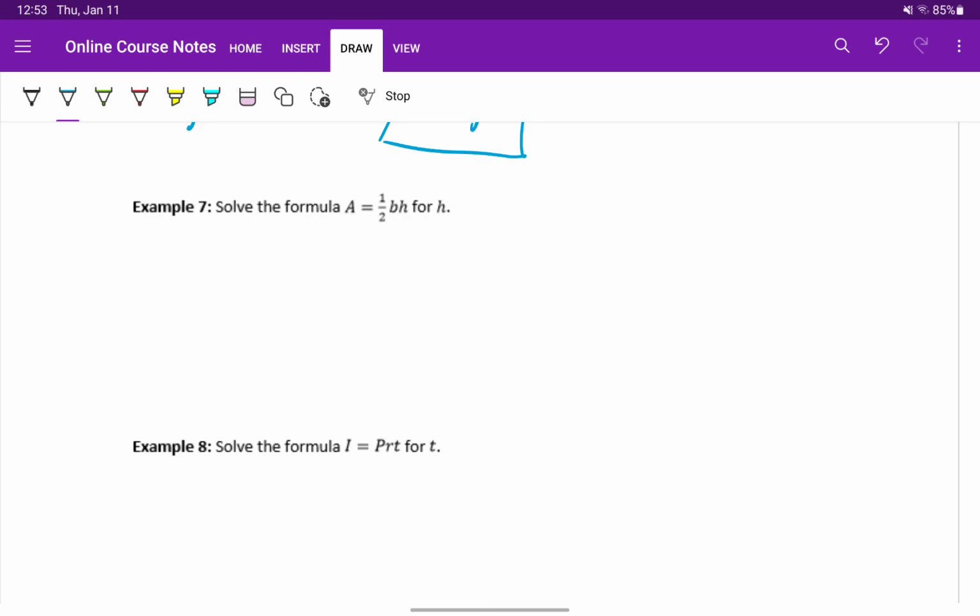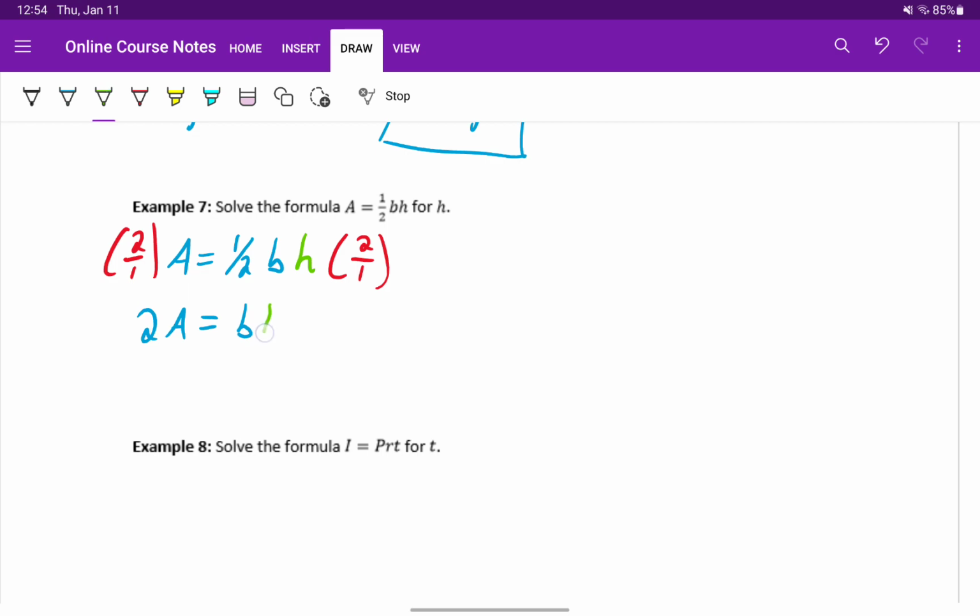In example 7, we have a slightly more complicated problem, but our goal is the same. What we want to do is isolate h by itself. We want to write this as h equals some expression in terms of all of those other numbers and letters. We can start the same way by identifying the coefficient of that variable term. In this case, we have a few pieces going on, but we'll just focus on that 1/2. The reciprocal of 1/2 would be 2 over 1. So we'll multiply both sides by 2 over 1 to get 2a is equal to b times h.